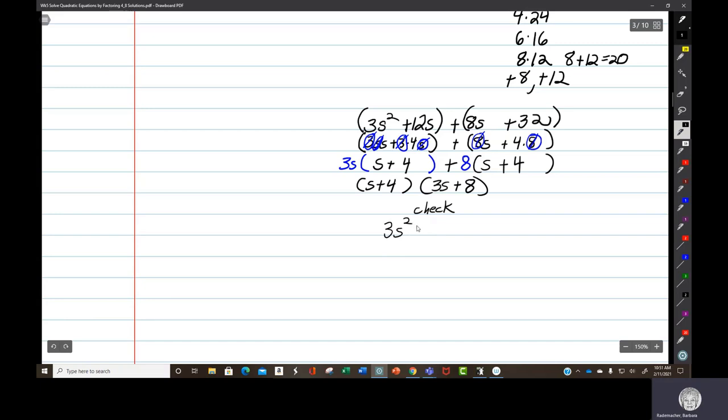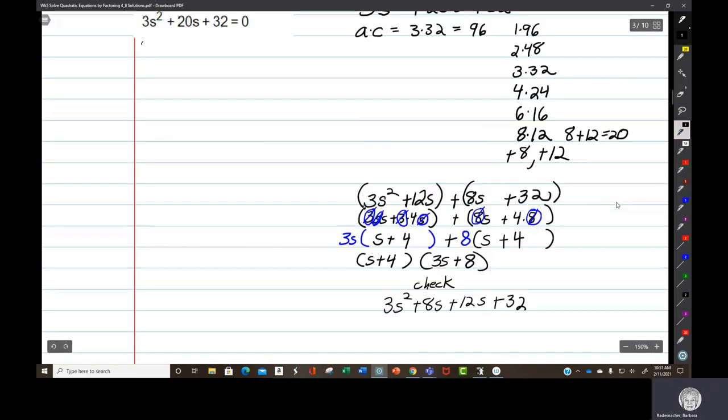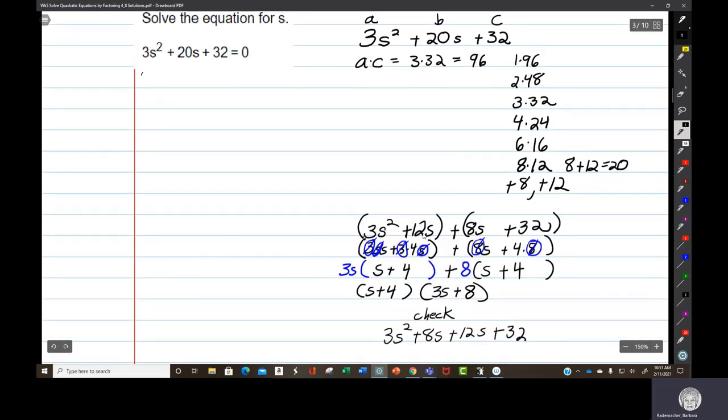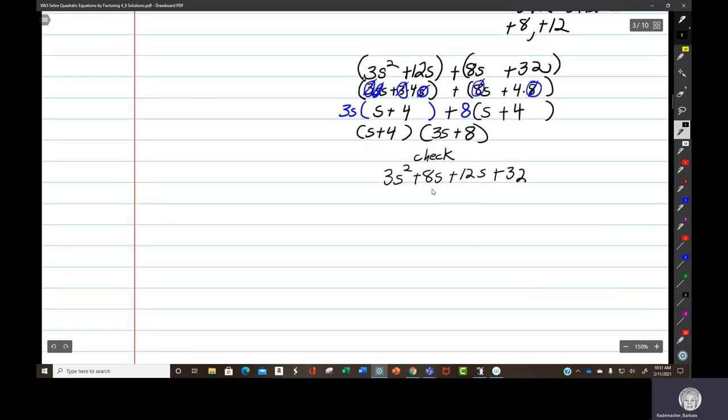3s squared plus 8s plus 12s plus 32. Yep, now notice that these are the same. 8s and 12s are the same numbers that I used up here, 12s and 8s, all the same thing. I combine my like terms, that will give me 3s squared plus 20s plus 32, which is what I started with. So I know that this is the factorization.